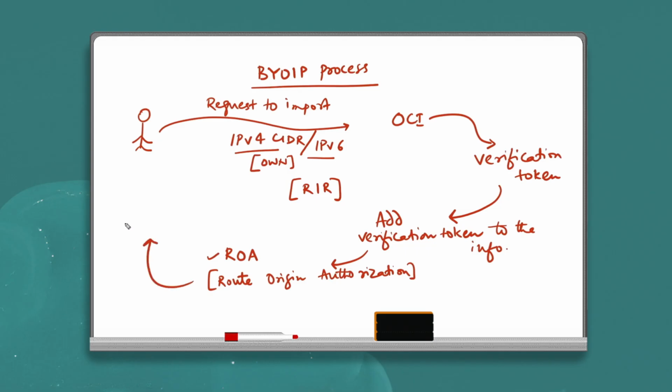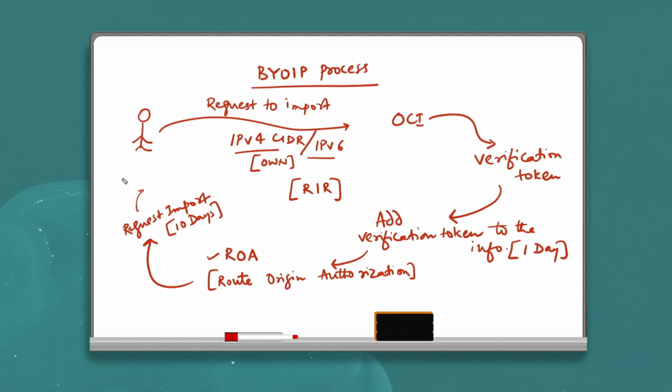After that, you request that Oracle finish the import process or the import request. And this typically takes around, remember, I talked about adding the verification token, this takes around 1 day. So after this, Oracle is going to communicate with the RIR and it is going to verify that you own the IP address. So that's the validation process.